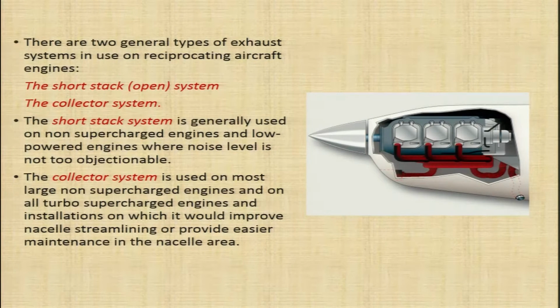There are two general types of exhaust systems in use on reciprocating aircraft engines: the short stack system and the collector system. The short stack system is generally used on non-supercharged engines and low powered engines where noise level is not too objectionable. It is mainly used on naturally aspirated engines and low powered engines.